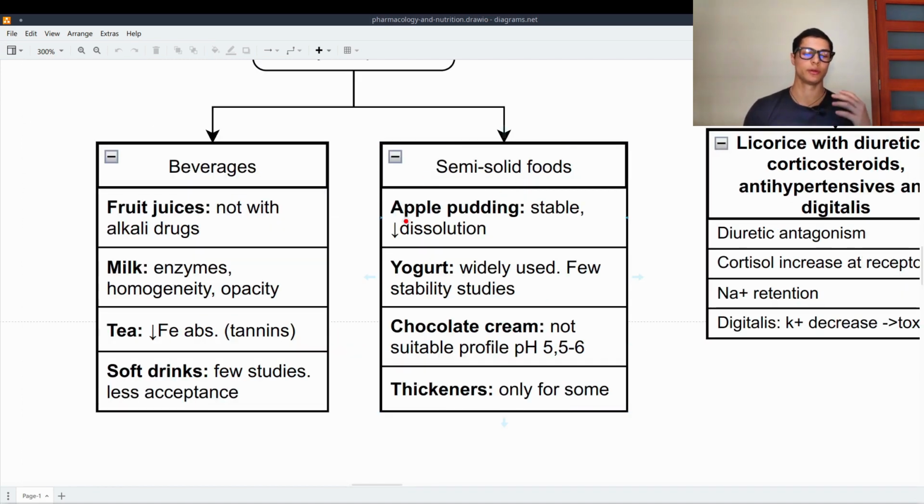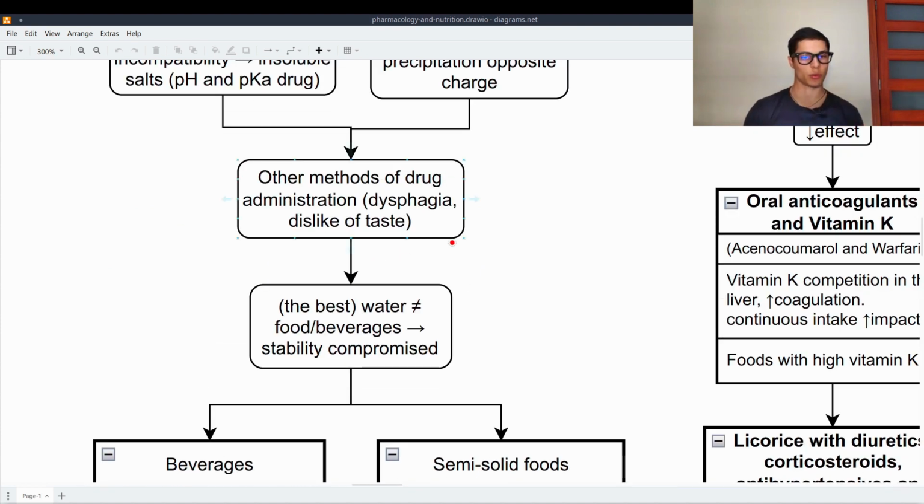Talking about semi-solid foods: apple pudding. It is stable, but we cannot really make sure it is well diluted. Yogurt, widely used, and there are few stability studies. Chocolate cream, not a suitable profile because it has a pH of 5 to 6. Again, acid-base reactions can occur. And thickeners, only for some, especially dysphagia ones.